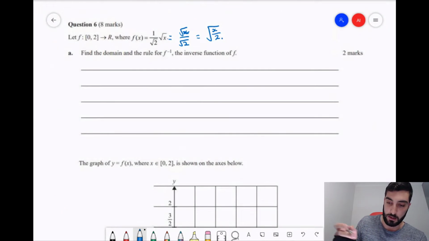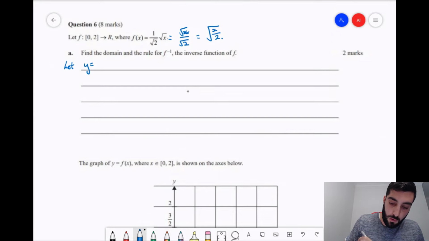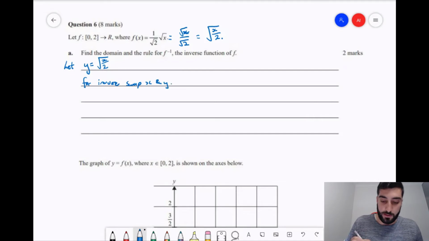So what are we going to do next? To find the inverse, we know we've got to swap x's and y's essentially, but since there's no y's, we need to essentially create one. So I'm just going to say let y be equal to what f of x was previously, and then we'll say for inverse, swap x and y. And then we can get on with the rest of the inverse process.